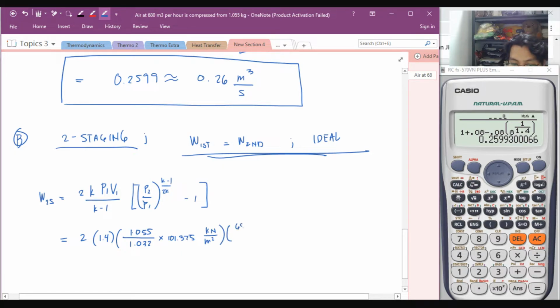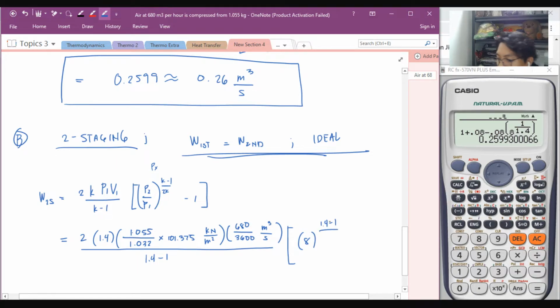Tapos volume is 680 divide by 36 meter cube per second na. Diretso ko na yung computation niya. Okay. So, ito binigay kasi sa iyo P2 and P1. Pero pag ito PX, yung dulo ng stage mo, this will be N. Gagamitin mo kapag multiple stages. Okay. So, 2K1, okay, 1.4 minus 1. And then, multiply natin ng 8 raised to 1.4 minus 1 over 1.4, minus 1.